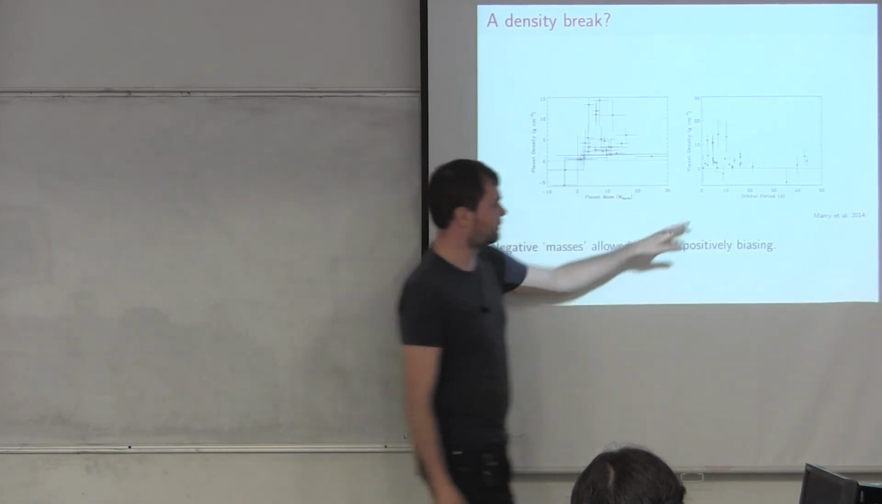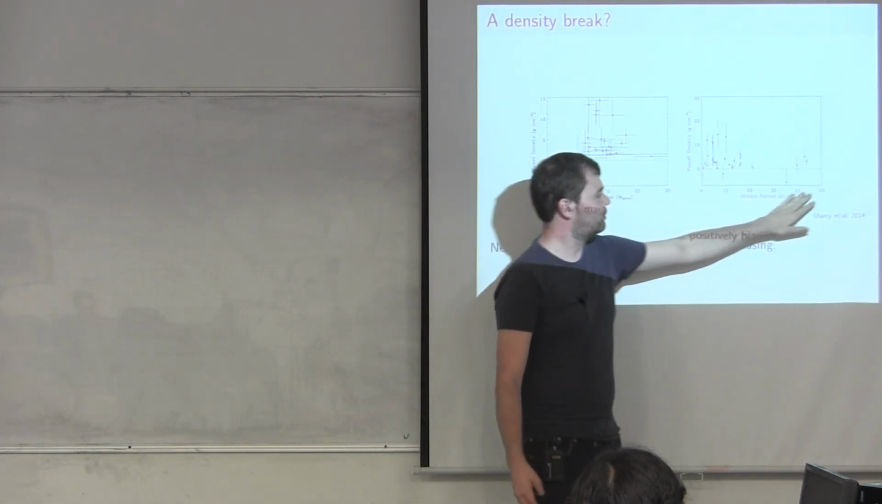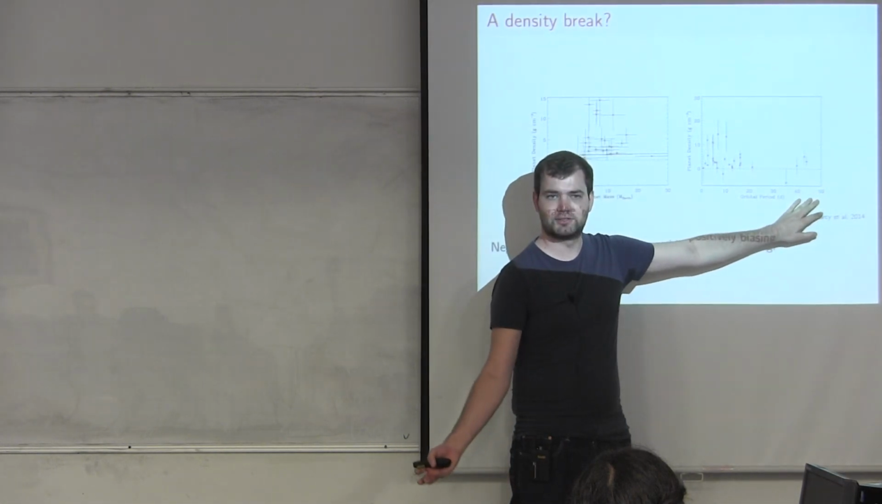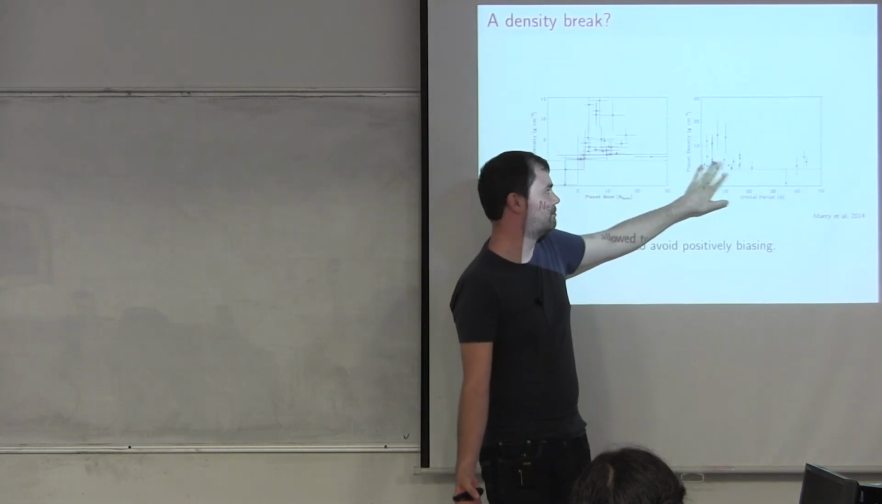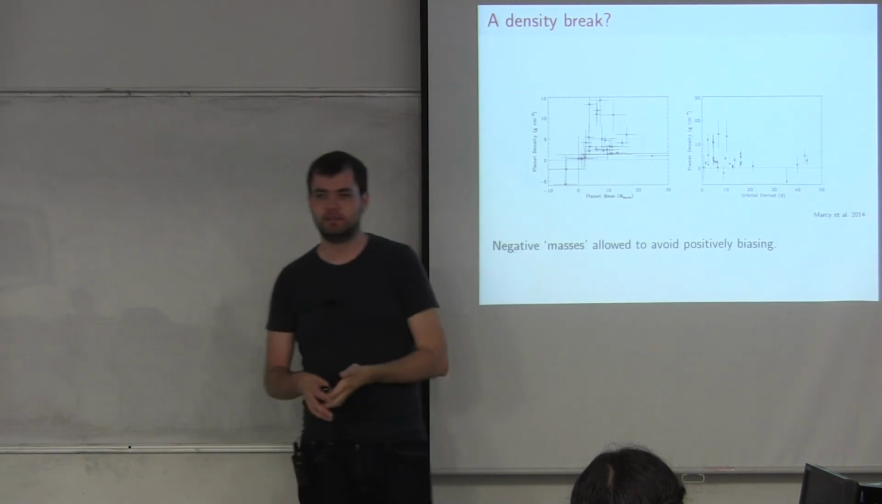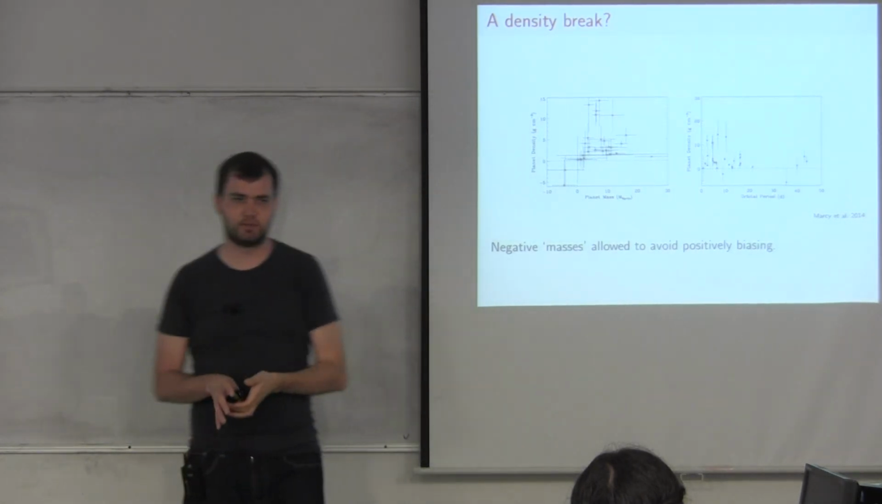And these are the orbital periods, so you see the same thing here. You go to 50 days, that's the limit of their survey, and a lot of them are even below 20 days, so really close-in systems, because they're the ones that we can do.